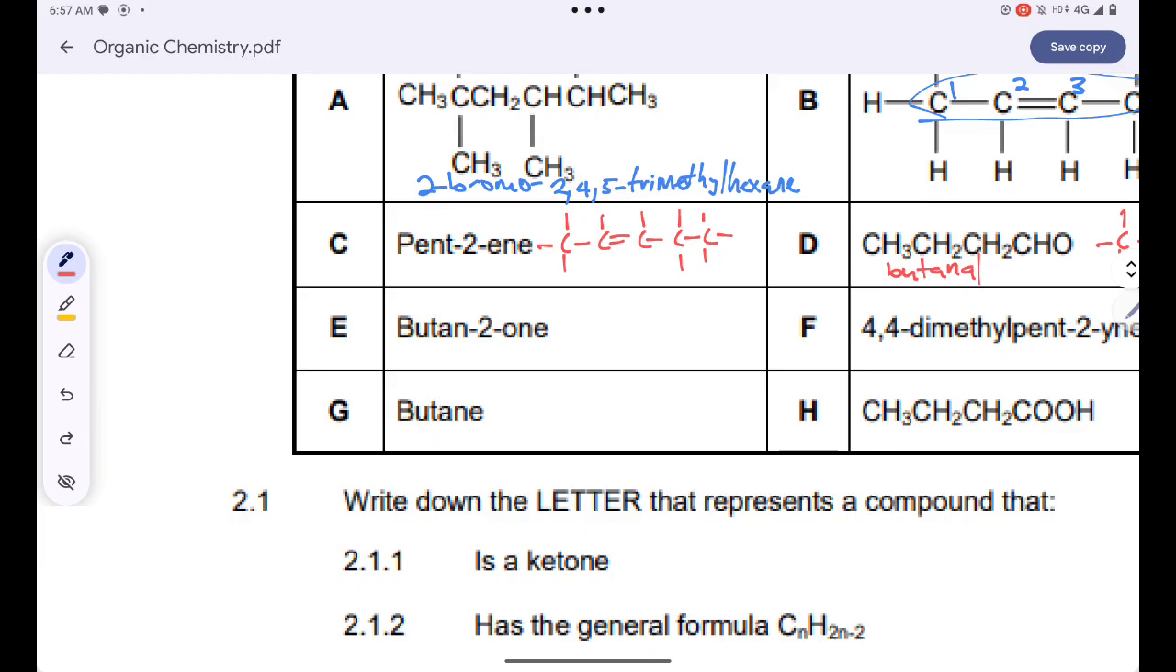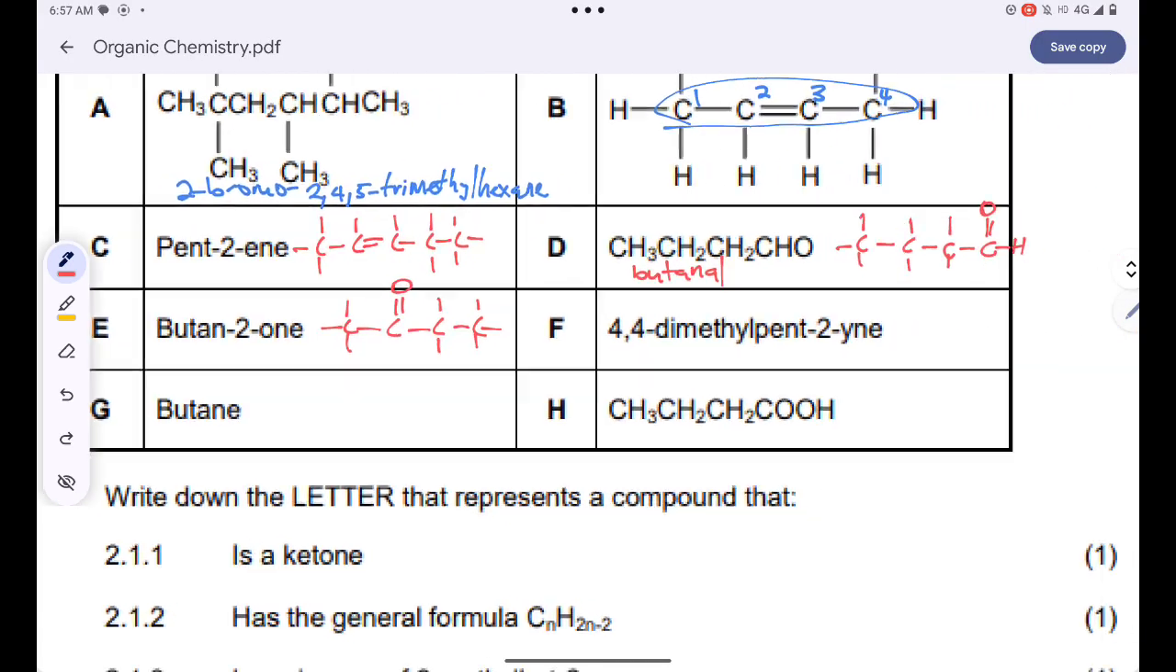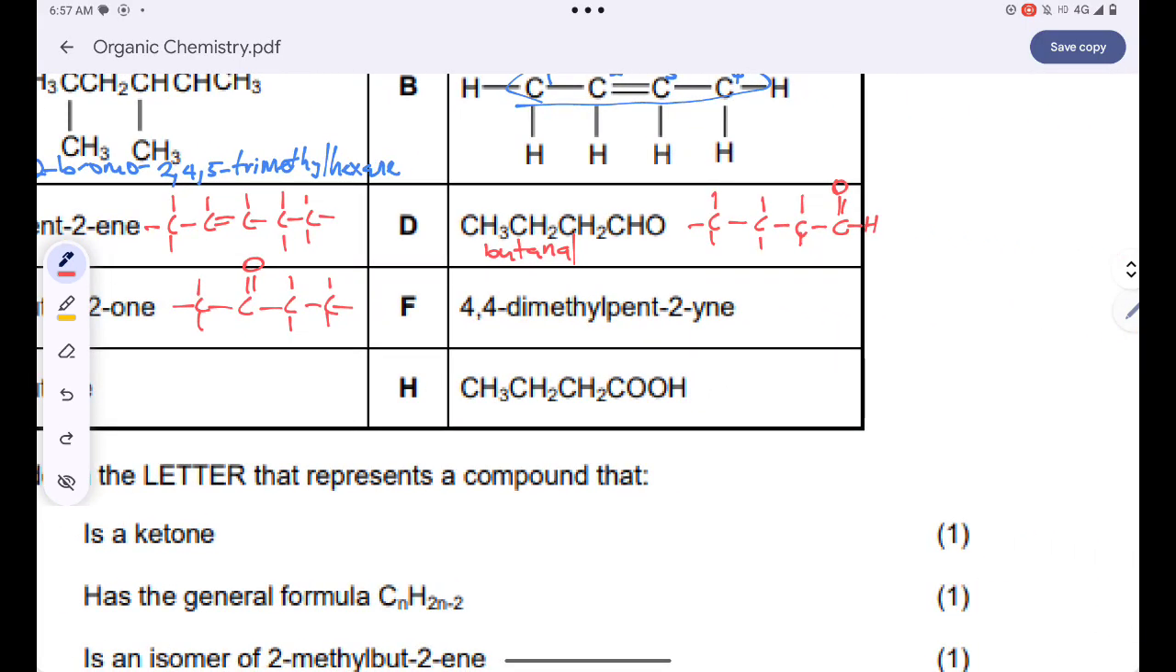Let me draw the structure. It's a ketone. Since the suffix is -one, it has 4 carbons, and carbon number 2 is the one that has the double bond. I'm dealing with the ketone over there. That's the structure. And then compound F, it's 4,4-dimethylpent-2-yne.